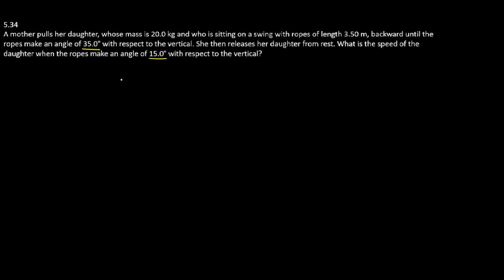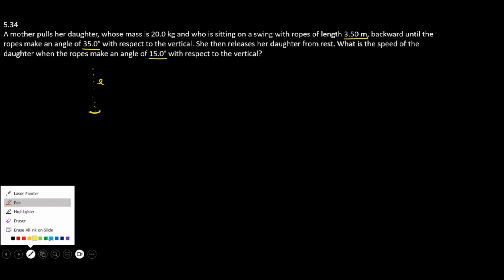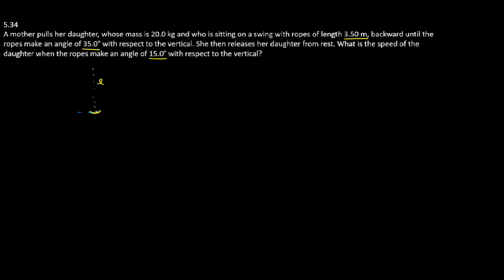So let us first sketch the problem. Let this be the initial position of the swing. So I'm going to draw the rope and let this be the swing. The length of the rope we will take as L, which is 3.5 meters. And let this be the reference point of the swing. Now the reference point is like the starting point, and at the reference point, we take the height of the object to be 0.